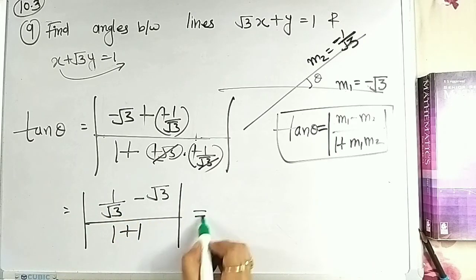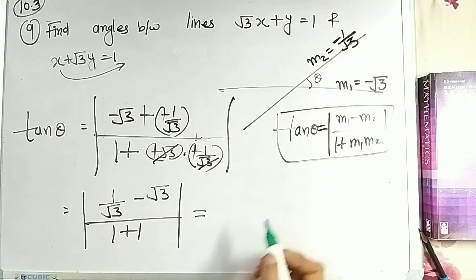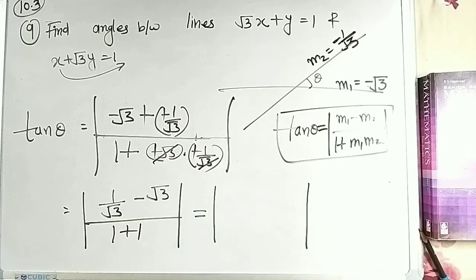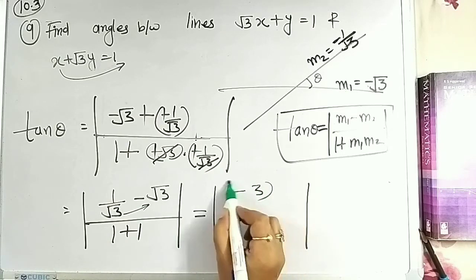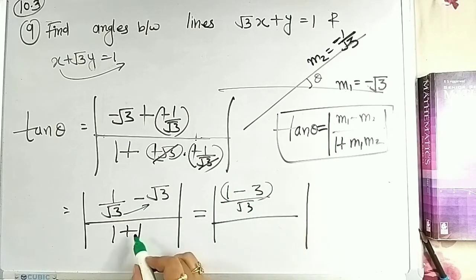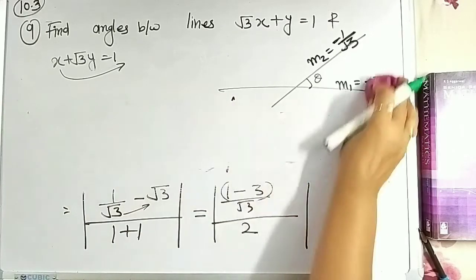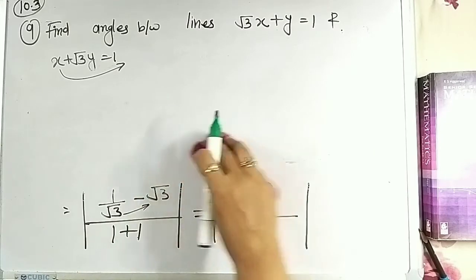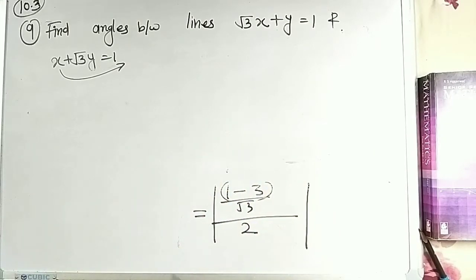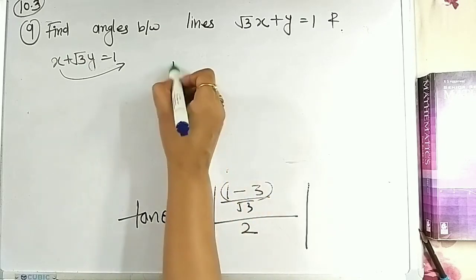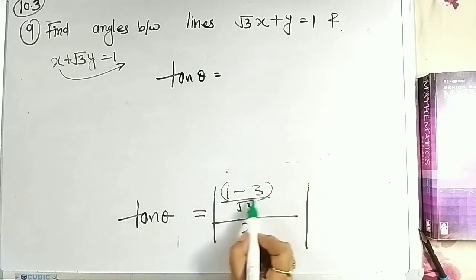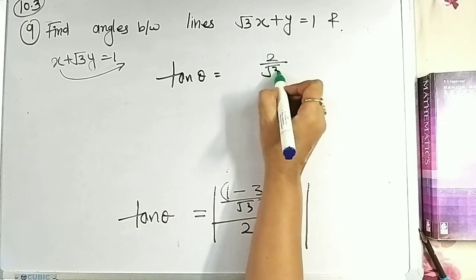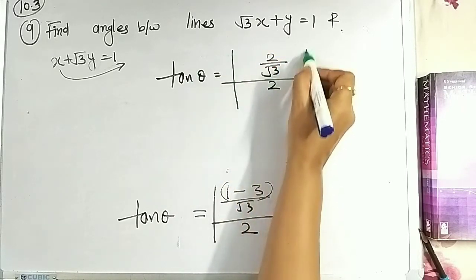Now what will it become? You see mod, you can't lose your mod. So here it will multiply it here. So 1 minus 3 by root 3 divided by 2, this 1 plus 1 is 2. Now let me simplify it a little bit more. I am getting this. So this is my tan theta, guys. So 1 minus 3 is 2 by root 3 by 2, mod.